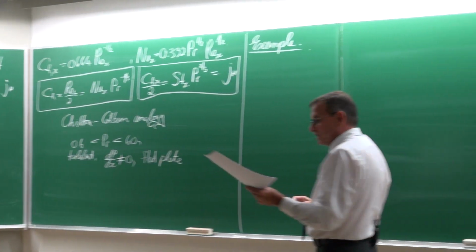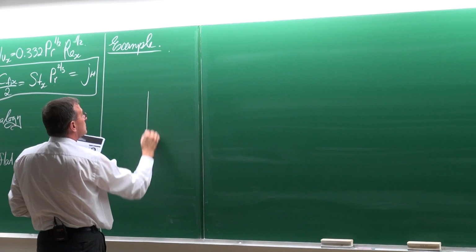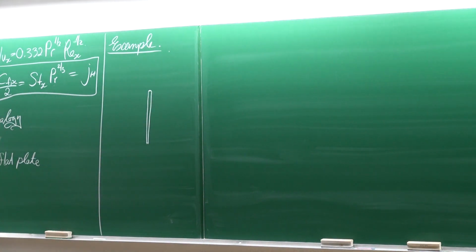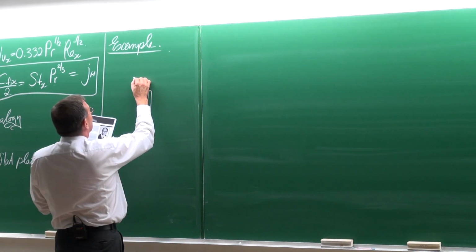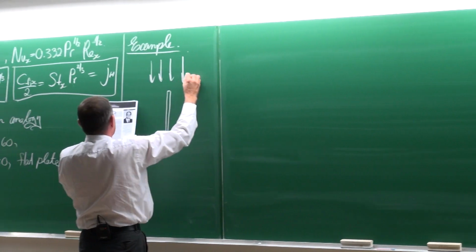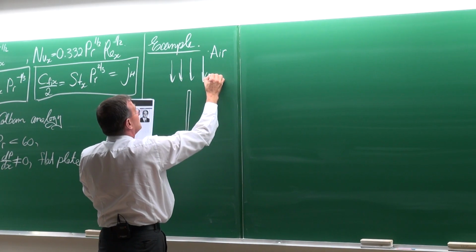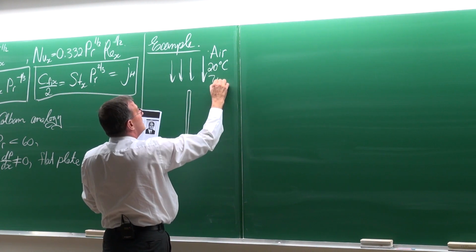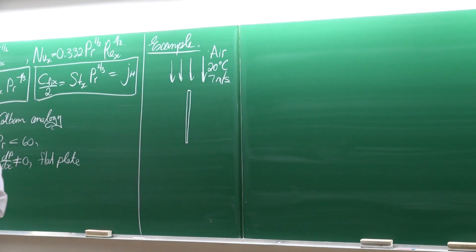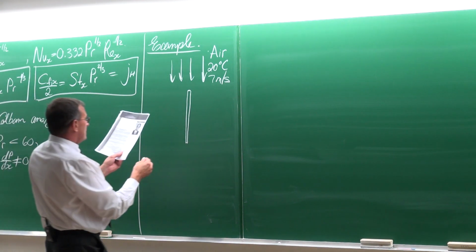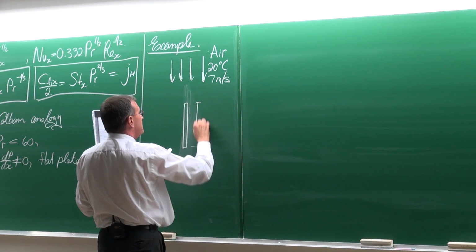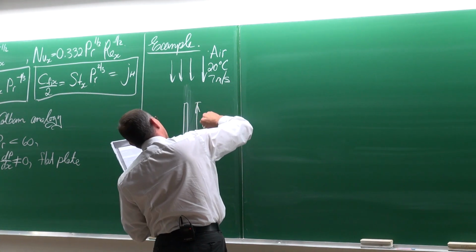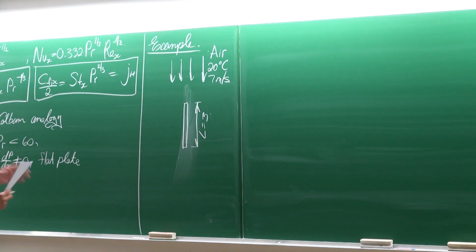Let's suppose with your research project, you are given the task of looking at an aeroplane wing or something quite flat. And it is a heat transfer professor, and he tells you, I would like to know if the air flows over this flat plate at a temperature of 20 degrees Celsius and 7 meters per second, what would the heat transfer coefficient be? Now let me put it here. So there it is. And its length is 3 meters. And you have to determine what the heat transfer coefficient is going to be.